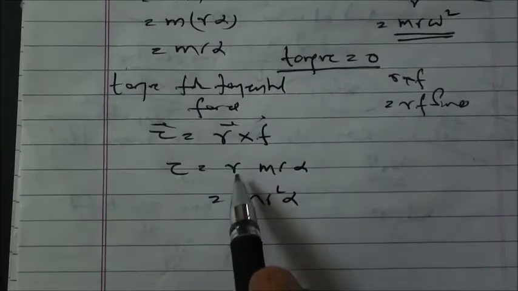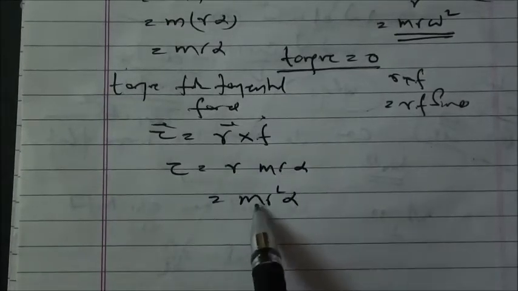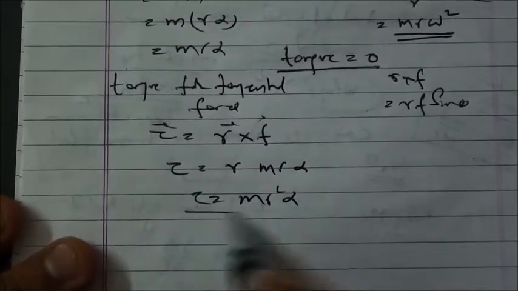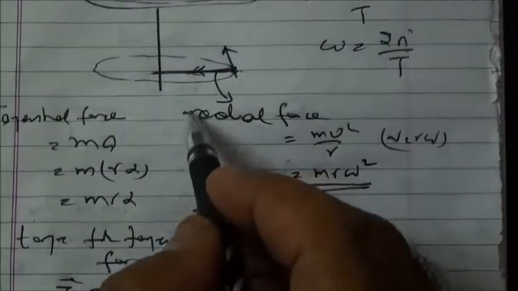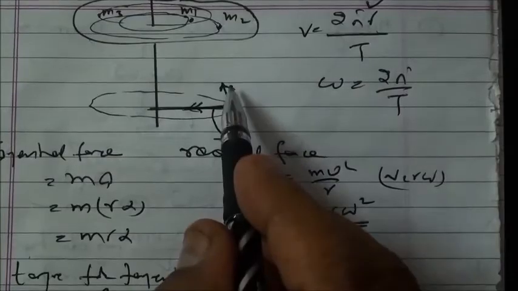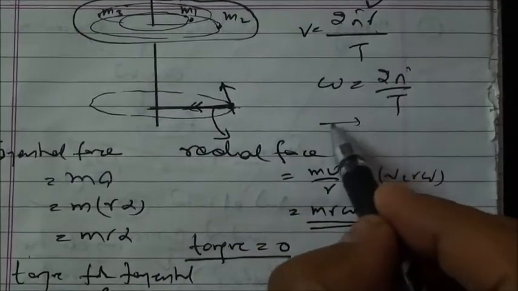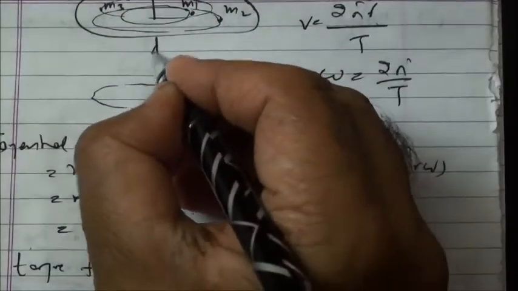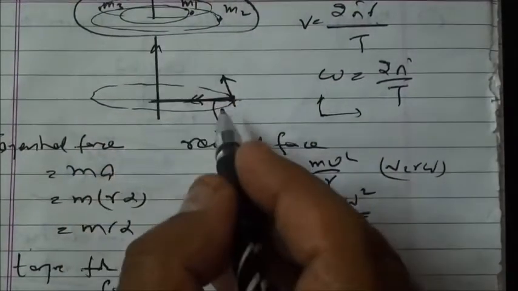Torque is r cross F, r into m r alpha, m r square alpha. So this is the torque. And what is the direction for this torque? See, this is r, this is F. So r and F. If I use the right hand thumb rule, I will find out that my thumb is along the axis. So for each particle it is along the axis.